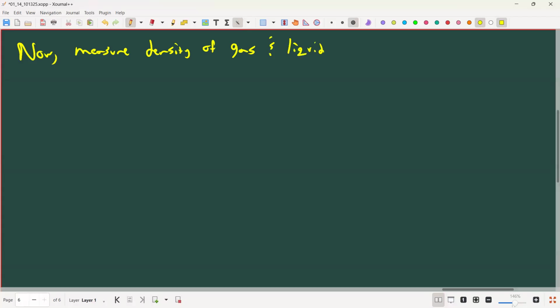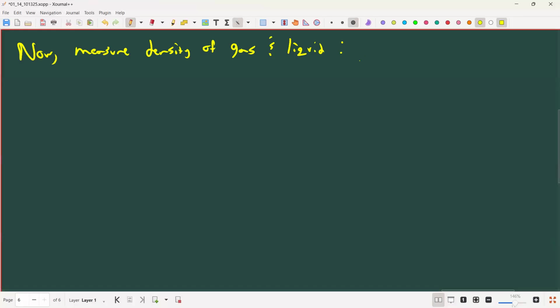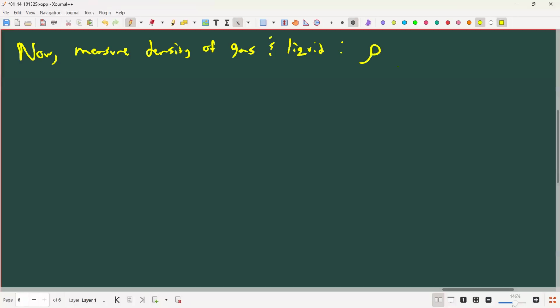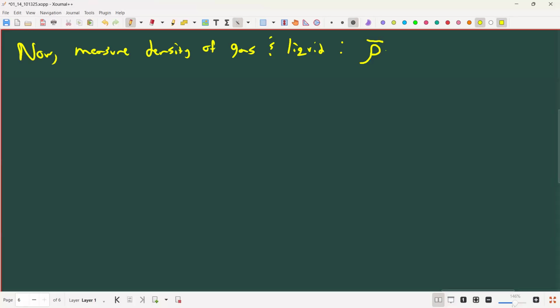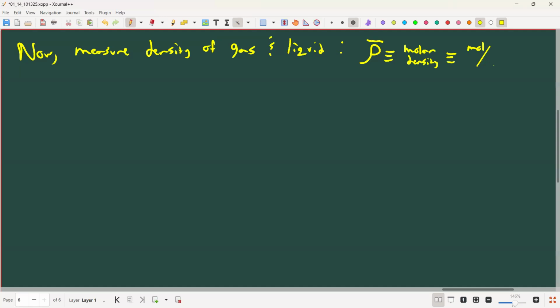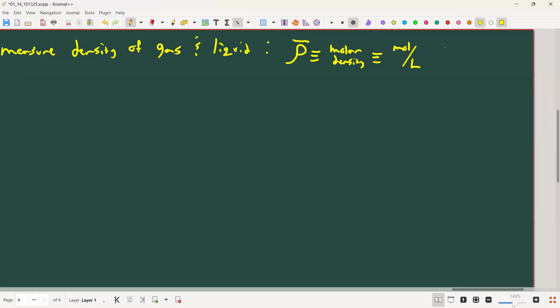Here's something else you see. We observe, if we measure the densities of the gas and the liquid, now, why would we want to do that? Well, remember that density, if we defined it in terms of moles, molar density, which is the number of moles per liter. So you can think of that as molarity. That's all molarity is, molar density.